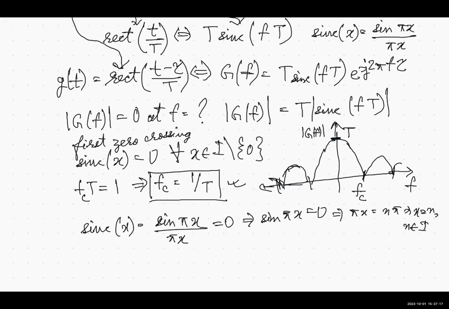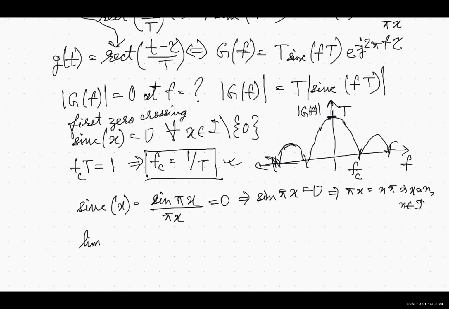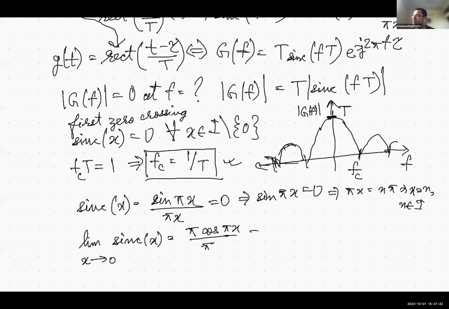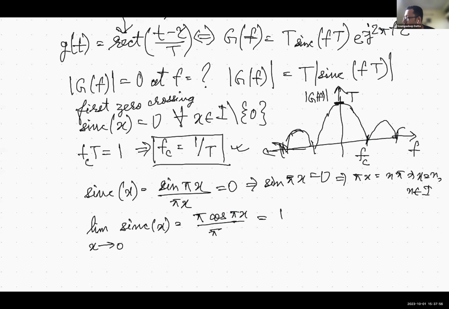So you have to take the limit of sinc of x as x approaches 0. That is 1. You have to use L'Hopital's rule: take the derivative of numerator and denominator. The derivative of sine is cos, so pi cos pi x over pi, which comes out to be 1. So at 0 it is 1, and at all other integer points you will have value 0. So you take all x belonging to the set of integers Z, excluding 0.